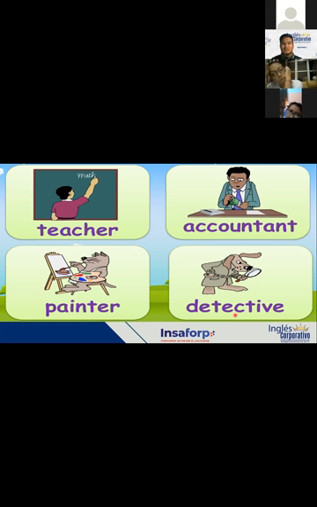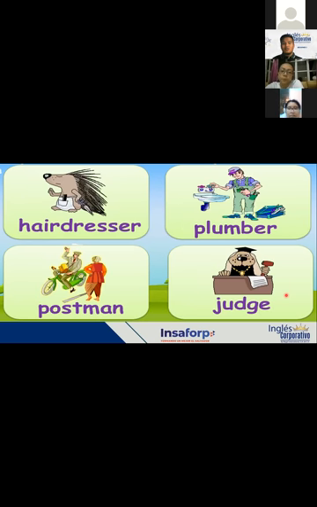Let me see, Claudia Iraeta. Can you please try to pronounce the four words? Teacher, account. Okay, we're having problems. Accountant, and this one we do not say detective. With the last one, number four, we say detective. Detective. So it's very important that we stress the words correctly. So I'm going to move forward.